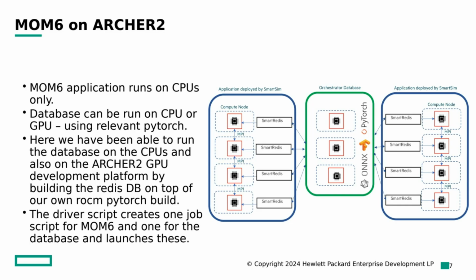So running this MOM6 model on ARCHER2, this then goes and launches two jobs from that driver script. One of them does the MOM6 application, and one of them does this database. The MOM6 application is run on the CPUs, and then you have your database, which can be run either on the CPUs or on the GPUs, depending on which PyTorch you specify. I was able to get this working on both. And it runs two separate instances.